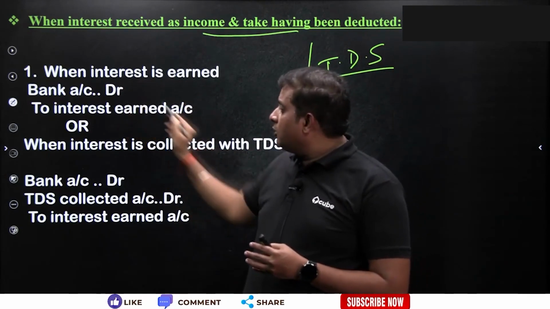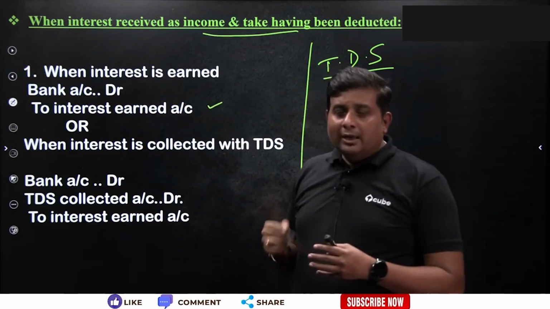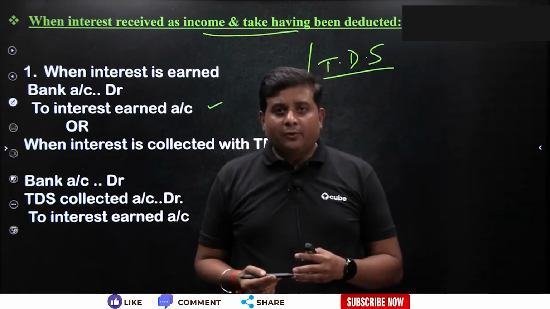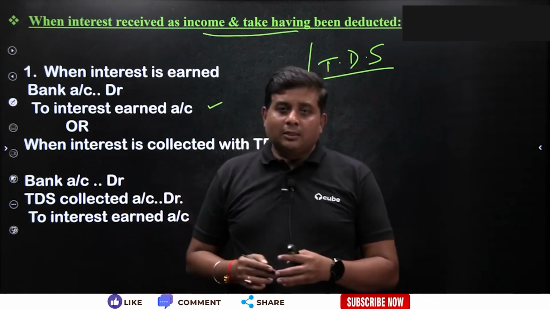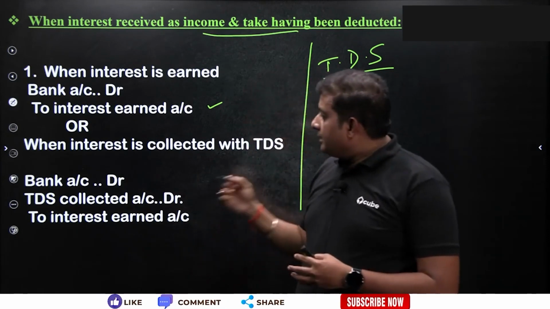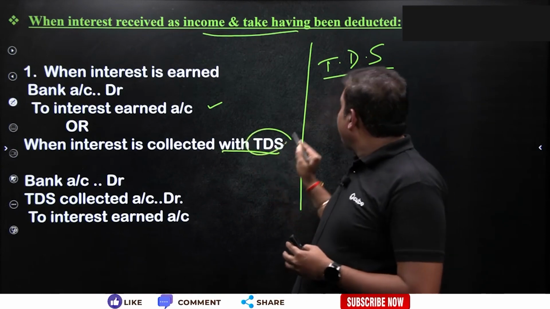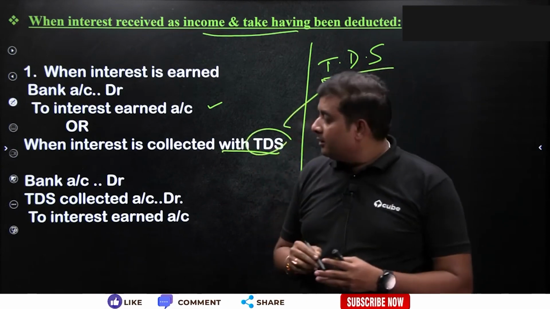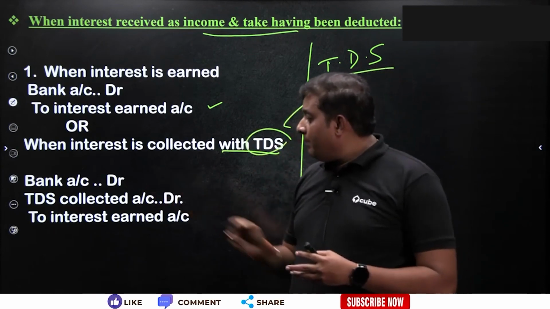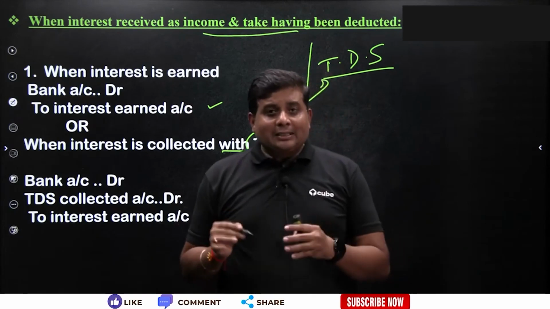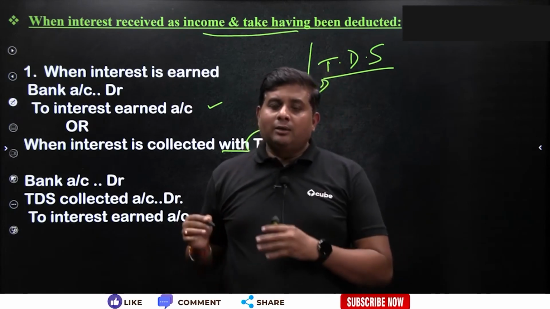So first, when the TDS is not deducted, the entry should be bank account debit to interest earned account. Interest earned is basically an income for us. Second one is when interest is collected with TDS. Again, TDS stands for tax deducted at source. So the entry should be bank account debit, TDS collected account debit to interest earned account.